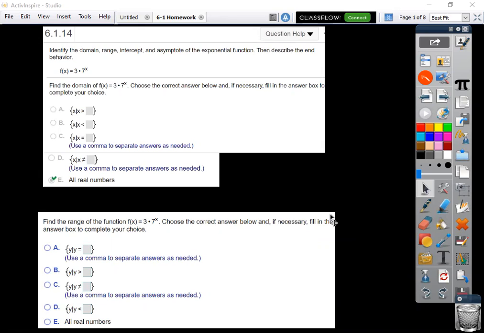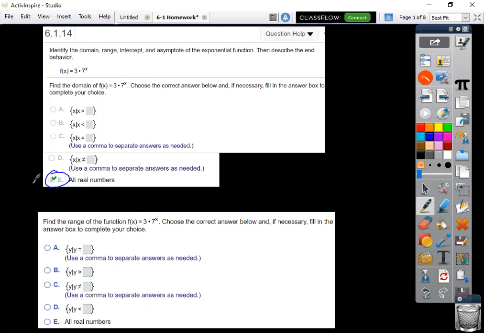But just a reminder that in the exponent of the 7, you can put any number up there that you would like. Negatives, positives, decimals, fractions. So that's why this correct answer right here is all real numbers. Domain means x. What can you put in for x?